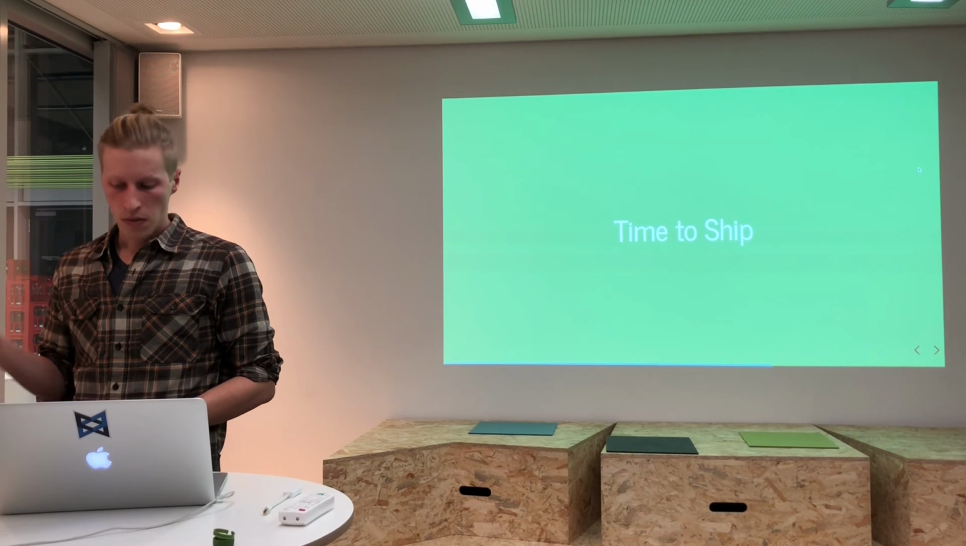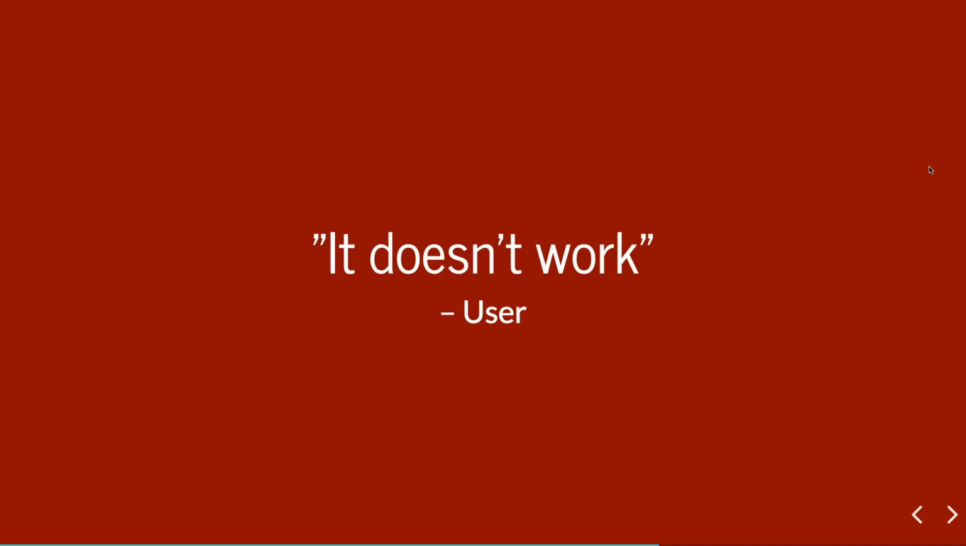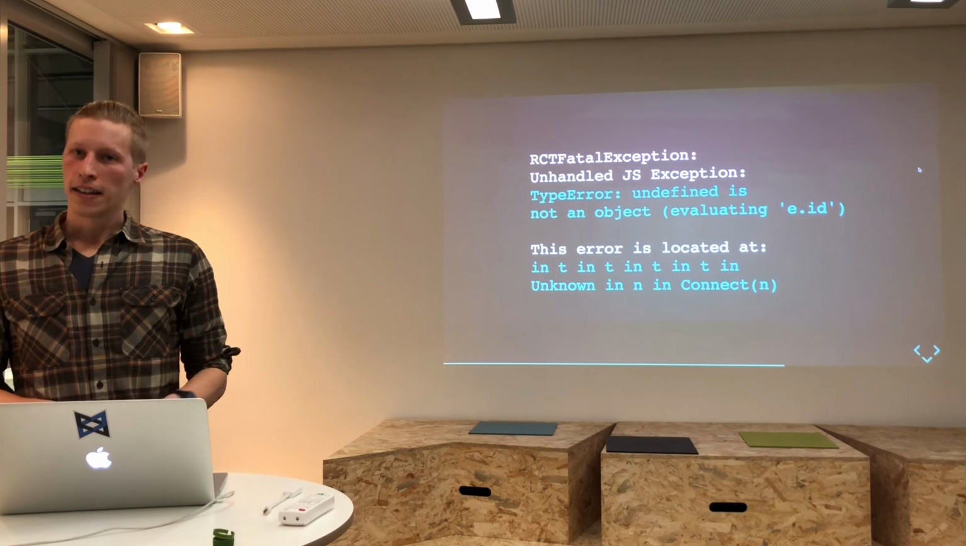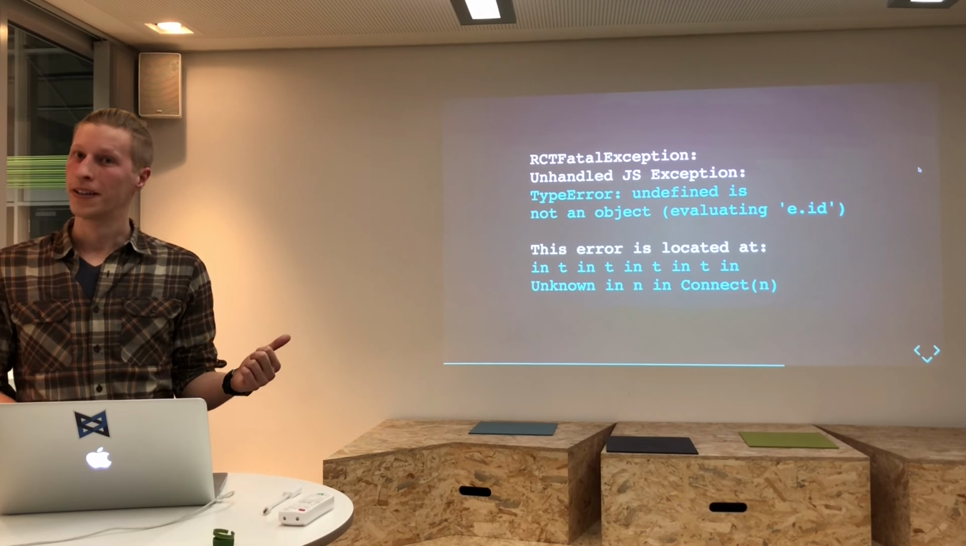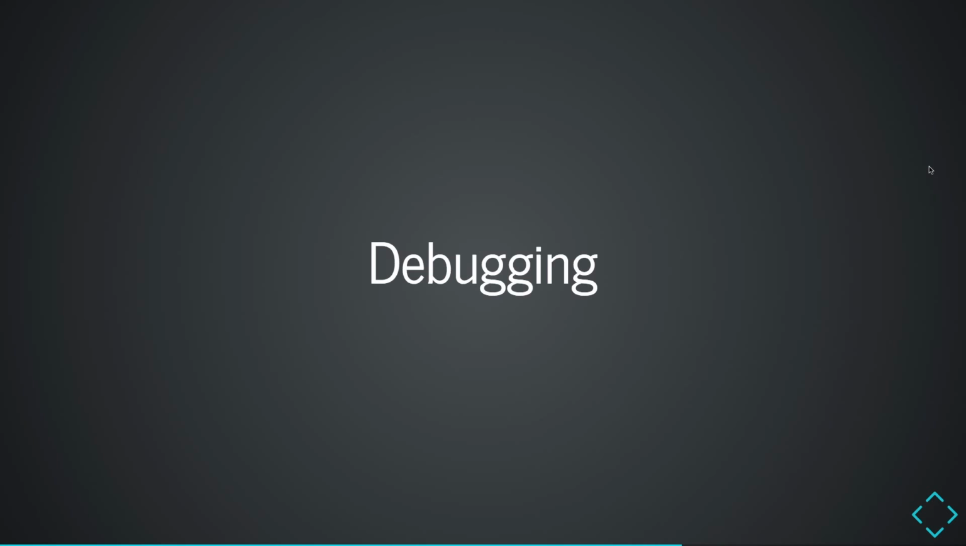All right. So we've built our application. You know how it's all put together. Now, how do you actually ship this? You deploy it to some users, and boom, it doesn't work. Okay, what do you do now? Let's look at the exception logs. TypeError, undefined, e.id in t and t and t and t and unknown and n and connect and n. Yeah, you see this sort of stuff all the time. So debugging in React Native can be a bit of a hassle, to say the least.